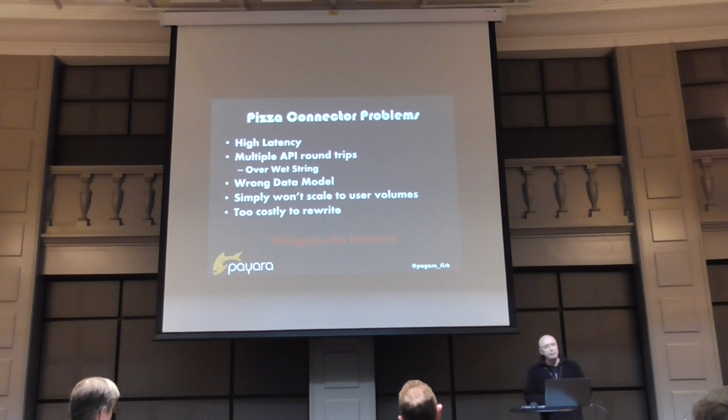And you've been told that the pizza connector is given to you by the third party. You can't rewrite it. It's proprietary. You have to pay them lots of money to access the database directly. So we've got a problem. Has anybody experienced a problem like this before? So what are we going to do about this problem?